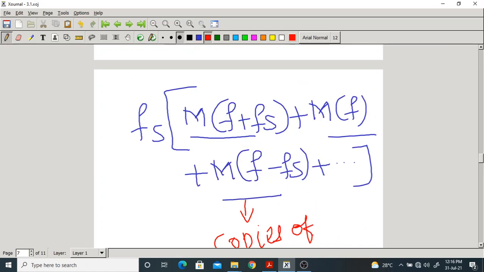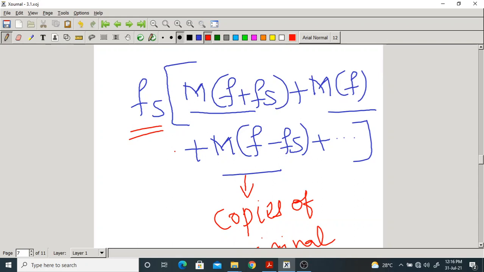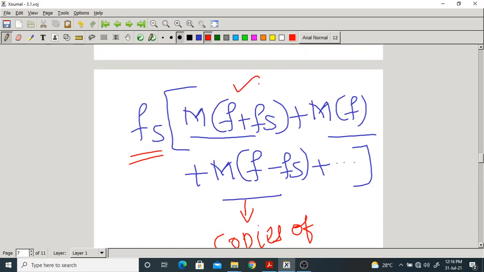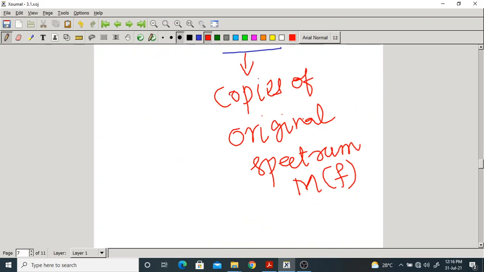But not only that, they are scaled by Fs. They are multiplied with Fs. What happened to the spectrum of the sampled signal? A scaling with Fs is happening, and after that, a sum of copies of the original spectrum M of f. They are just shifted versions. Okay.